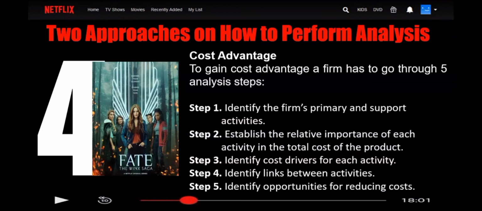The fourth step is to identify the links between activities. Reduction of costs in one activity may lead to further cost reductions in subsequent activities. Identifying the links between activities will lead to better understanding of how cost improvements would affect the whole value chain. But we also have to take note that sometimes cost reduction in one activity may lead to higher costs for other activities. The fifth and last step is to identify opportunities for reducing costs. By identifying inefficient activities and cost drivers, the company can plan on how to improve them.